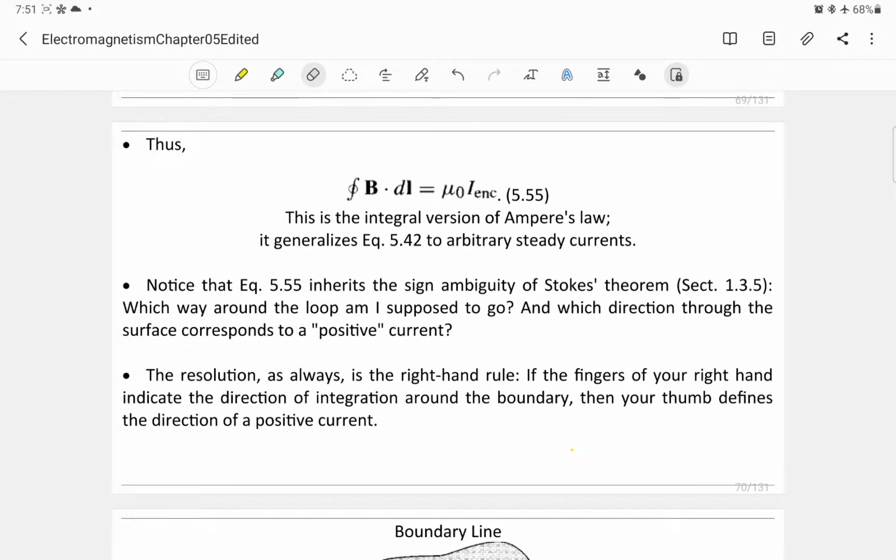And so your magnetic field would be, in this case, if your current is going to the left here, then your magnetic field direction would be here. So that's the curl of your fingers using your right hand.